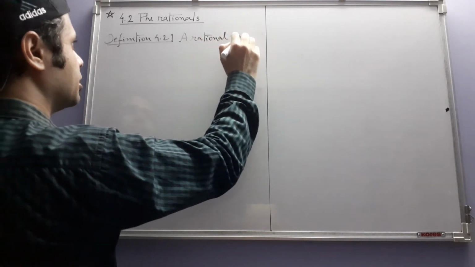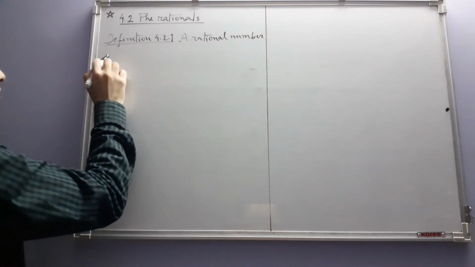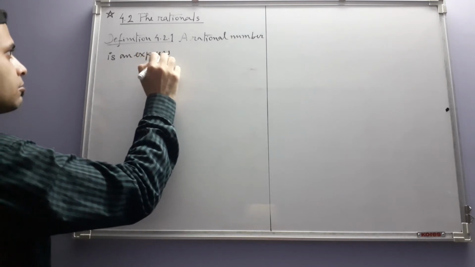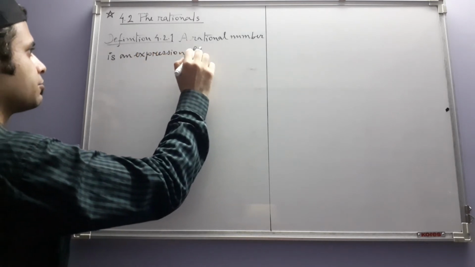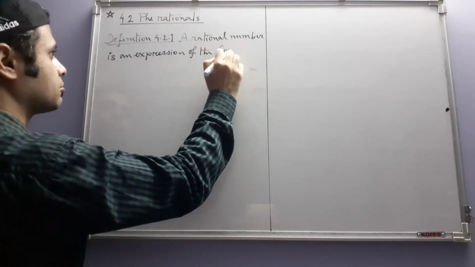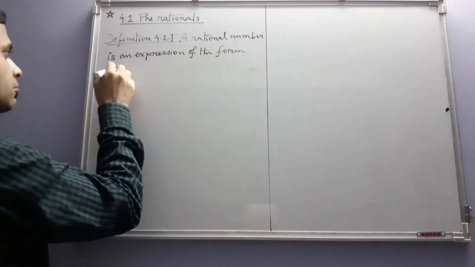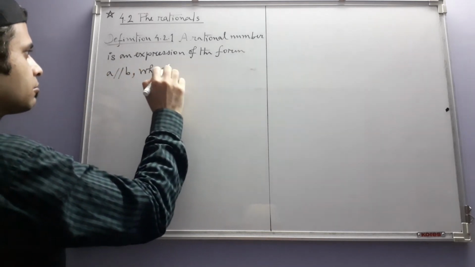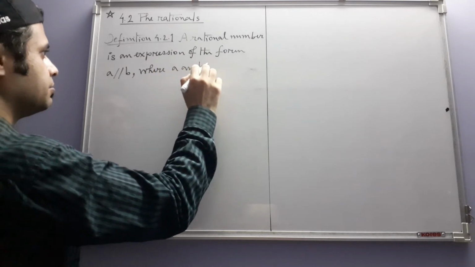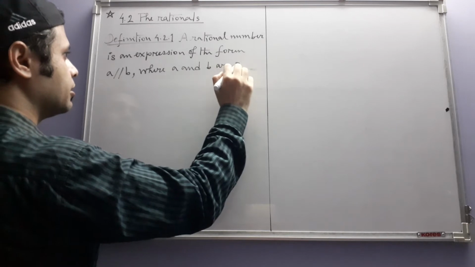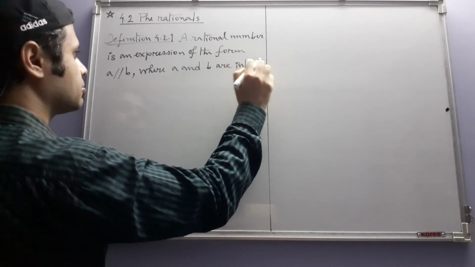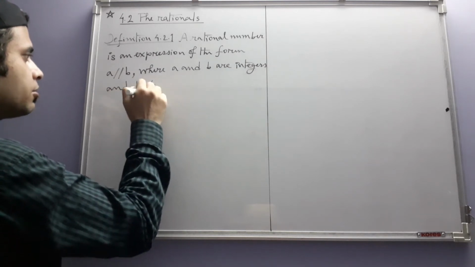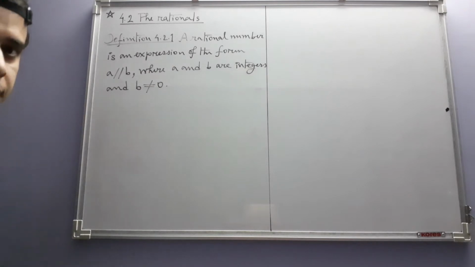A rational number is an expression of the form this, where a and b are integers and b is not equal to the integer 0.